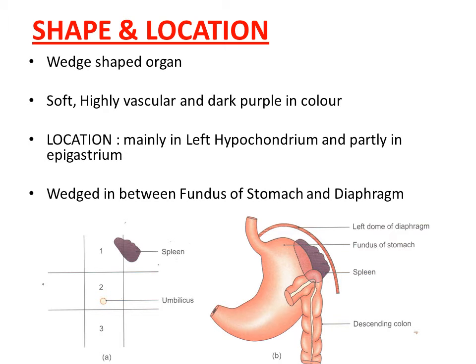And it is wedged in between the fundus of stomach and diaphragm. See in this diagram, this is stomach and this is left dome of diaphragm, and wedged in between both is this organ, known as spleen. And this is a part of the colon, descending colon and transverse colon, right? So this is about its shape and location.